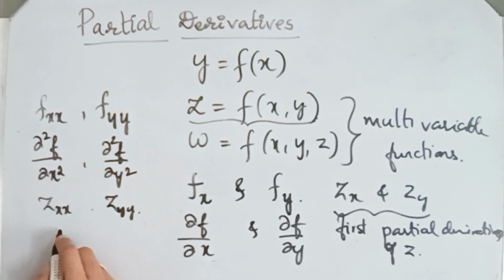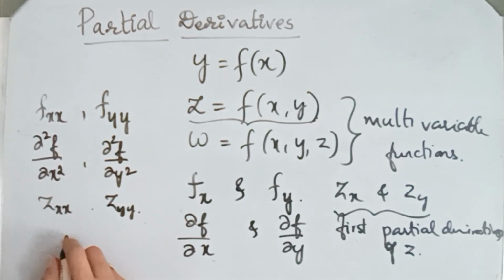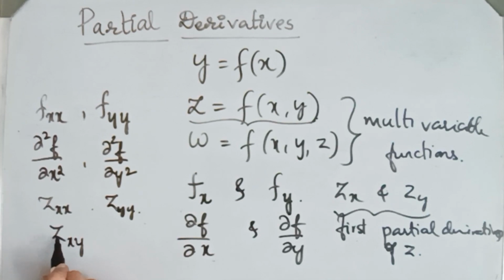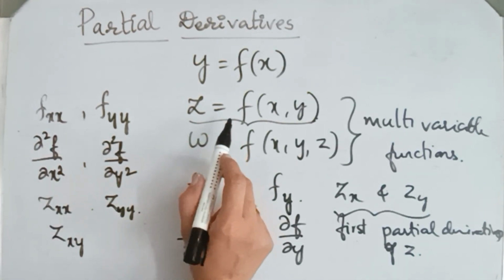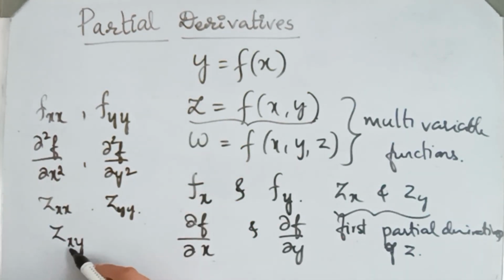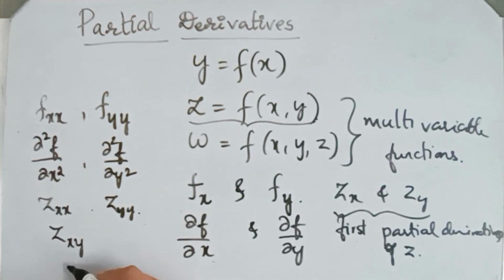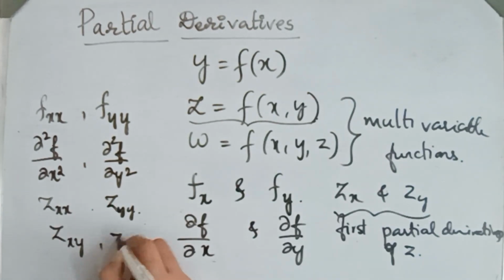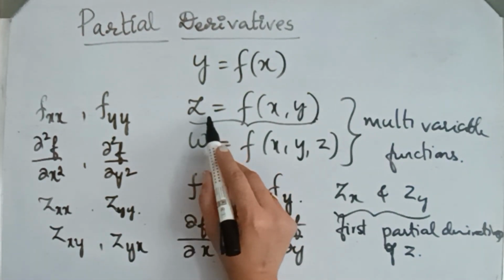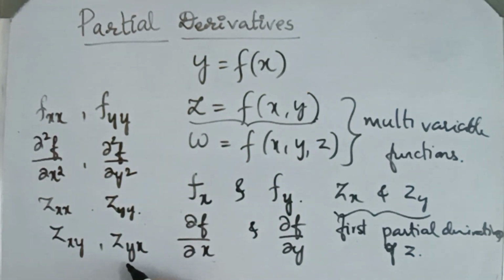Similarly, you can have the second order partial derivative of z with respect to x y. The meaning of this is first differentiating the given dependent variable z with respect to x, then differentiating zx with respect to y partially, or else you can have zyx. In this case, partially differentiating z with respect to y first, then partially differentiating zy with respect to x.